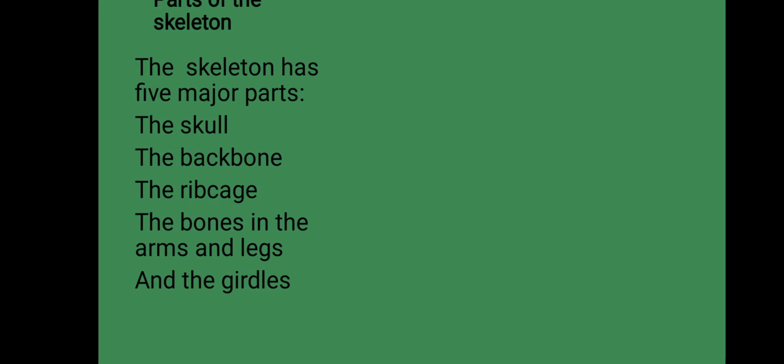The different parts of the skeletal system are: the skeleton has 5 major parts, the skull, backbone, rib cage, the bones in the arms and legs, and the girdles. Today we'll be learning about 2 important major parts, that is the skull and the backbone.